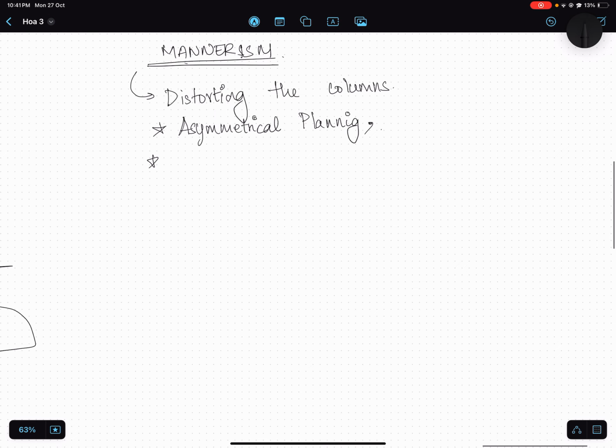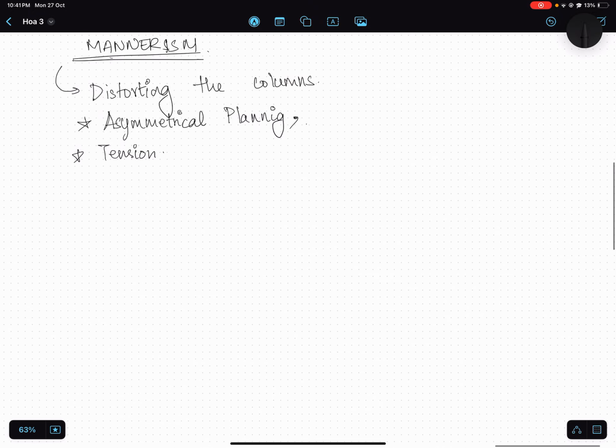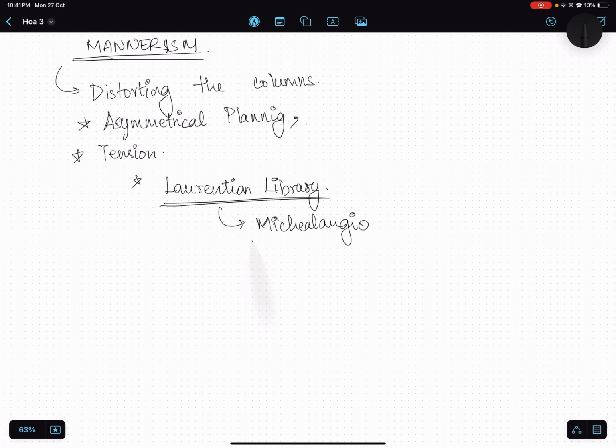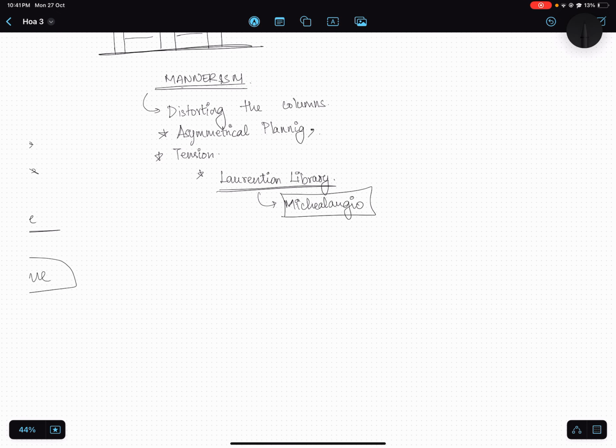The buildings had a lot of tension to it. It was more like you go around the building and you explore and you find little puzzles, little riddles, like you experience the building as such. So one example is Laurentian Library, and this was done by Michelangelo. One main feature of Laurentian Library is the lava staircase.